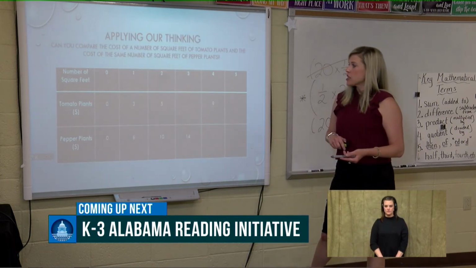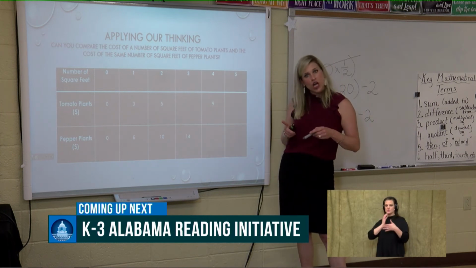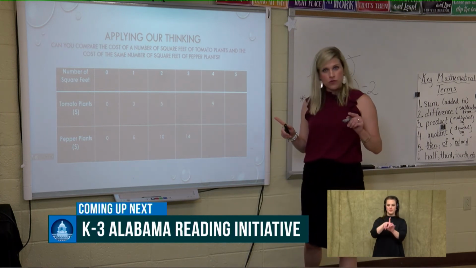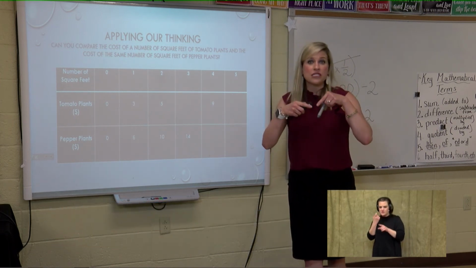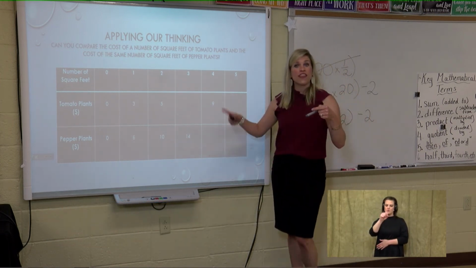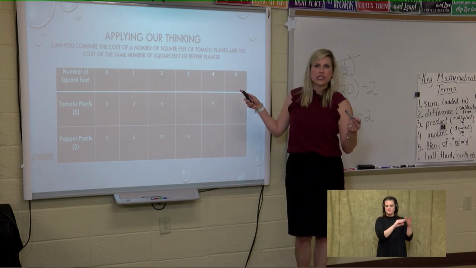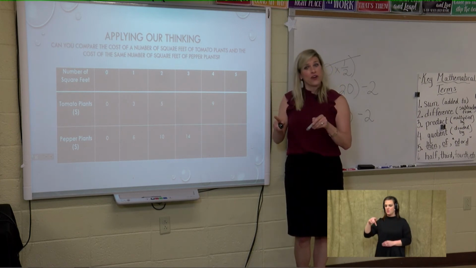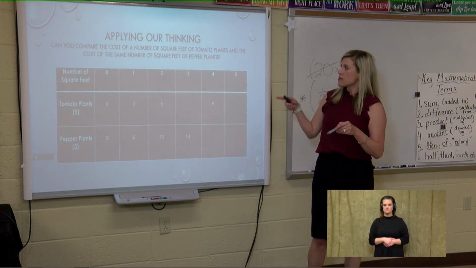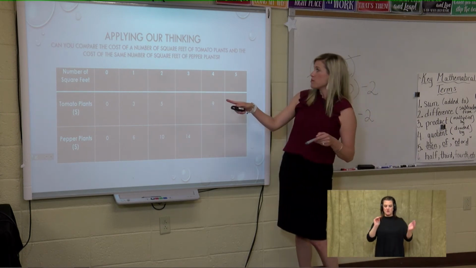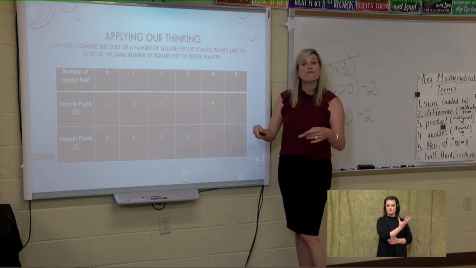All right, let's take a look at one last chart. We're going to apply what we've just learned by looking at 2 different tables. Again, remember, we're looking for terms and corresponding terms. Terms are the numbers in our pattern, and corresponding terms are the numbers that go together. So here it says, can you compare the cost of a number of square feet of tomato plants and the cost of the same square footage of pepper plants?